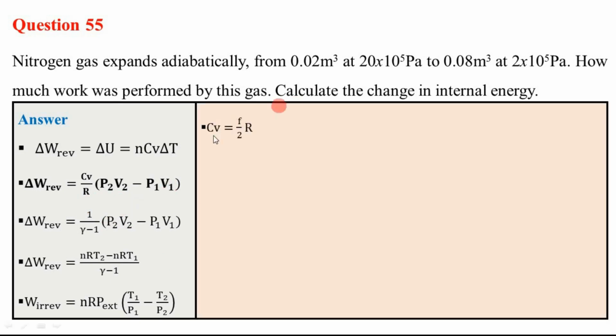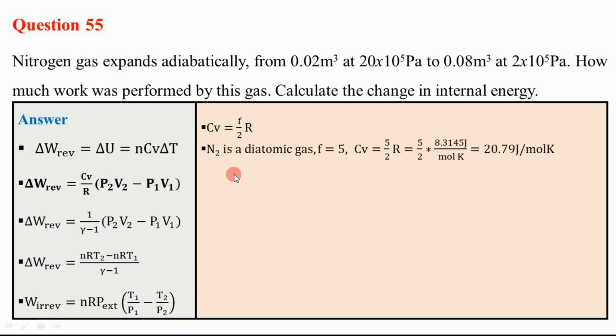So calculate the Cv here. Cv is equal to f over 2 R. Nitrogen gas is a diatomic gas, f is equal to 5. That means we are going to use the degrees of freedom equal to 5.